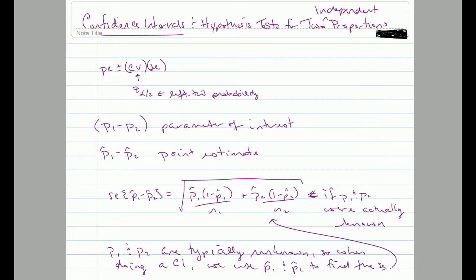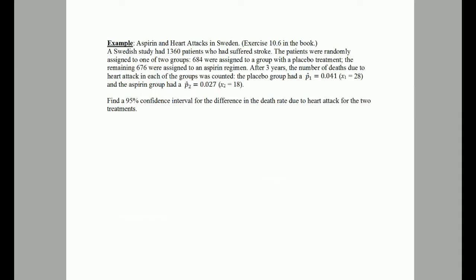Now let's do an example. This is the example from the notes that was not worked out. So aspirin and heart attacks in Sweden. A Swedish study had 1,360 patients who had suffered stroke. The patients were randomly assigned to one of two groups, a placebo group with 684 people and 676 assigned to an aspirin regimen. After 3 years, the number of deaths due to heart attack in each of the groups were counted. The placebo group had a P1 hat of 0.041 and the aspirin group had a P2 hat of 0.027.